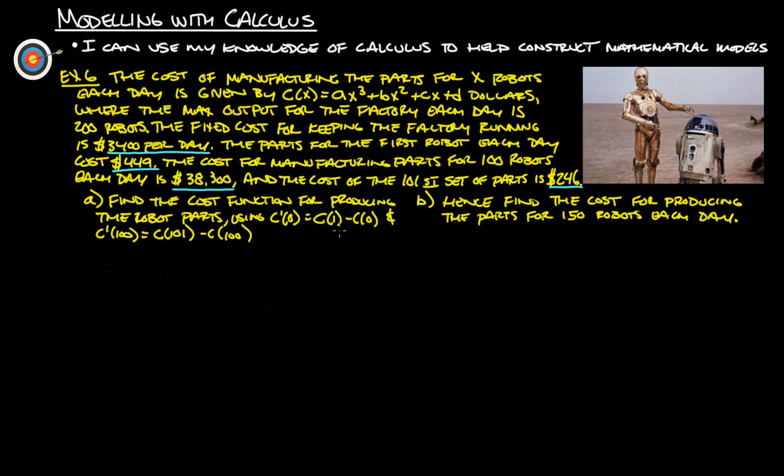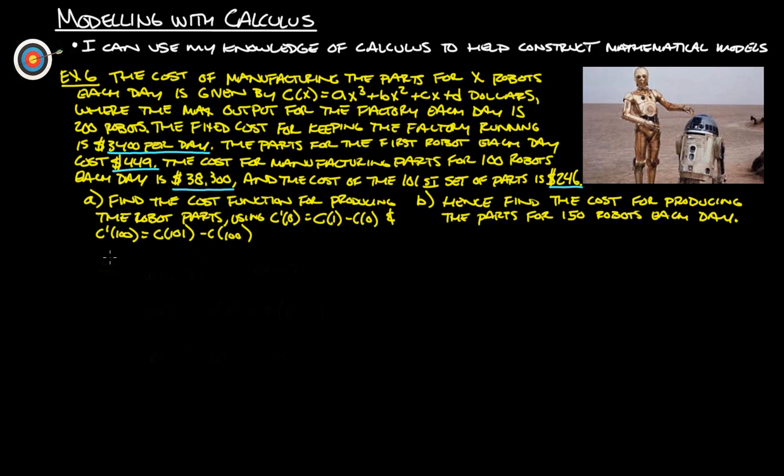Okay, so using this information, find the cost function for producing the robot parts. Using the derivative, at 0 would be the cost of 1 minus the cost of none, and then also the derivative at 100 would be the cost at 101 minus the cost of 100. So that's the cost of the 100 and to make the 101st robot there.